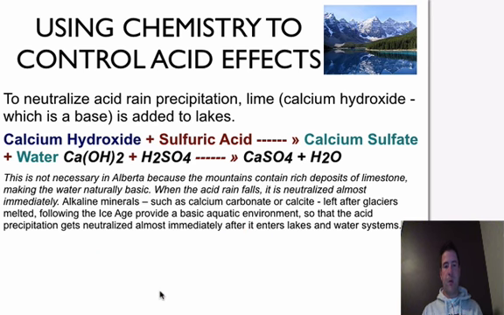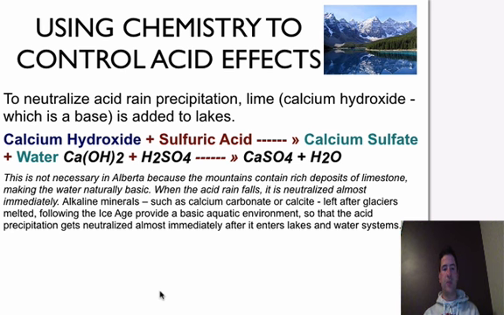So what chemistry can do to help us counter this effect is we can use a process called neutralization. And so what we can do in the environment to control these acid effects is we can neutralize. We just recently did a lab activity on neutralization by taking an acid and adding it to a basic solution. And so we can do the reverse process where we can add a basic solution to an acid.